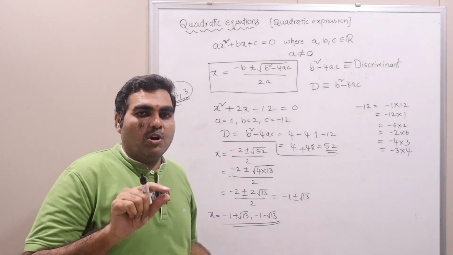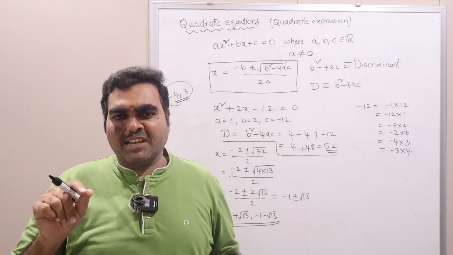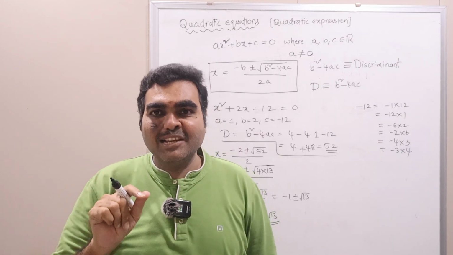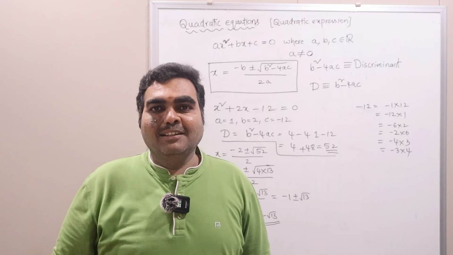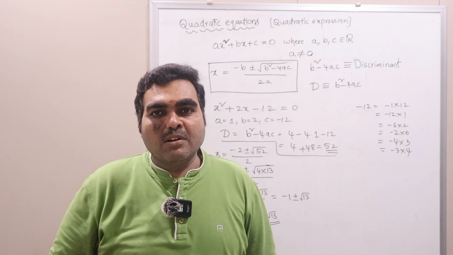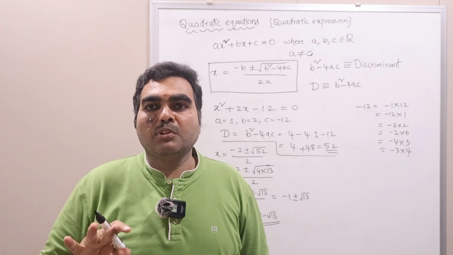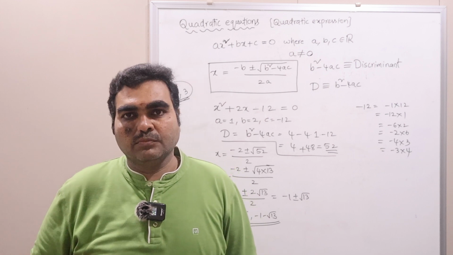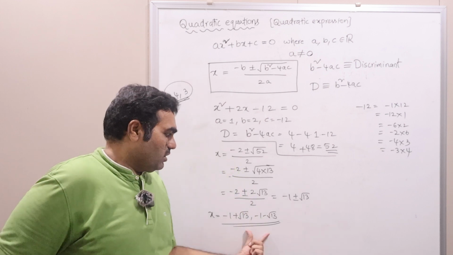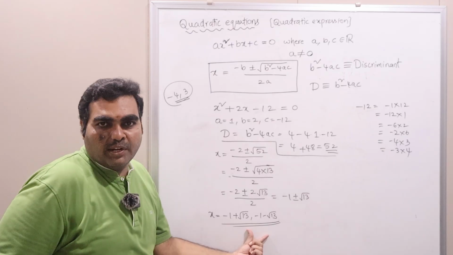So now the bottom line is, wherever you have the chance of getting irrational numbers, the factorization approach is not applicable. You have to go through the formula based approach, right? So you got irrational roots here, right?